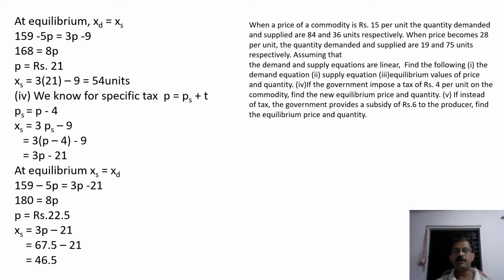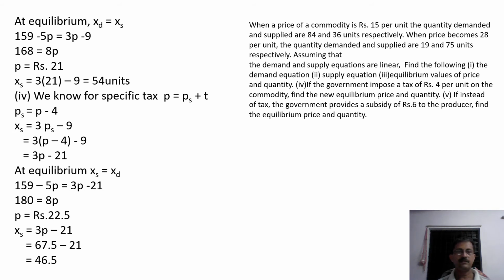Now to answer the fourth part: when the government imposes a tax of rupees 4 per unit on the commodity, what is the new equilibrium price and quantity? Here is the equation P equals Ps plus T. So Ps is equal to P minus T, where T equals 4. Substituted in XS, we get the new supply equation XS equals 3P minus 21.